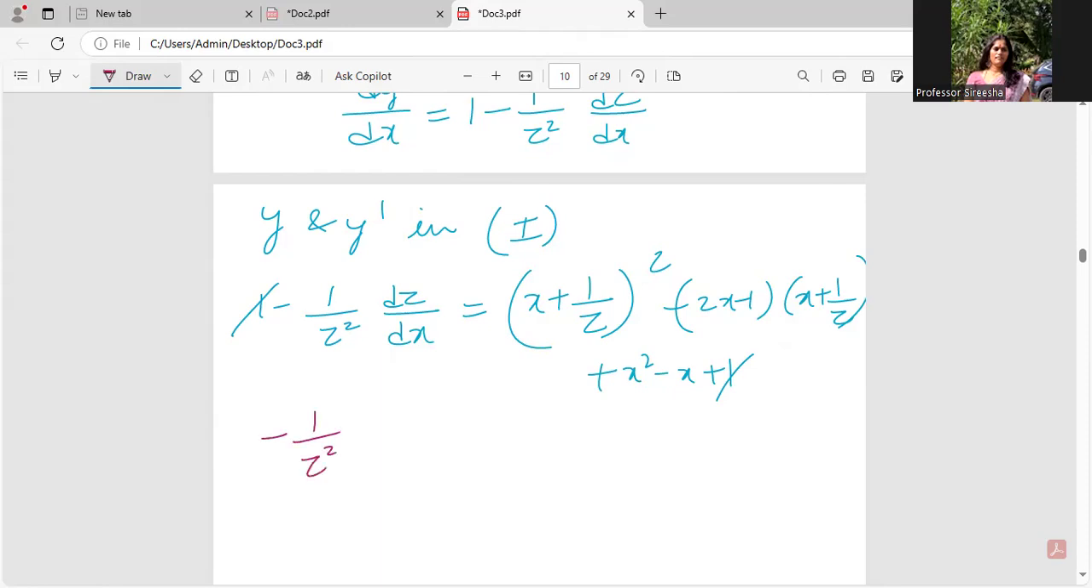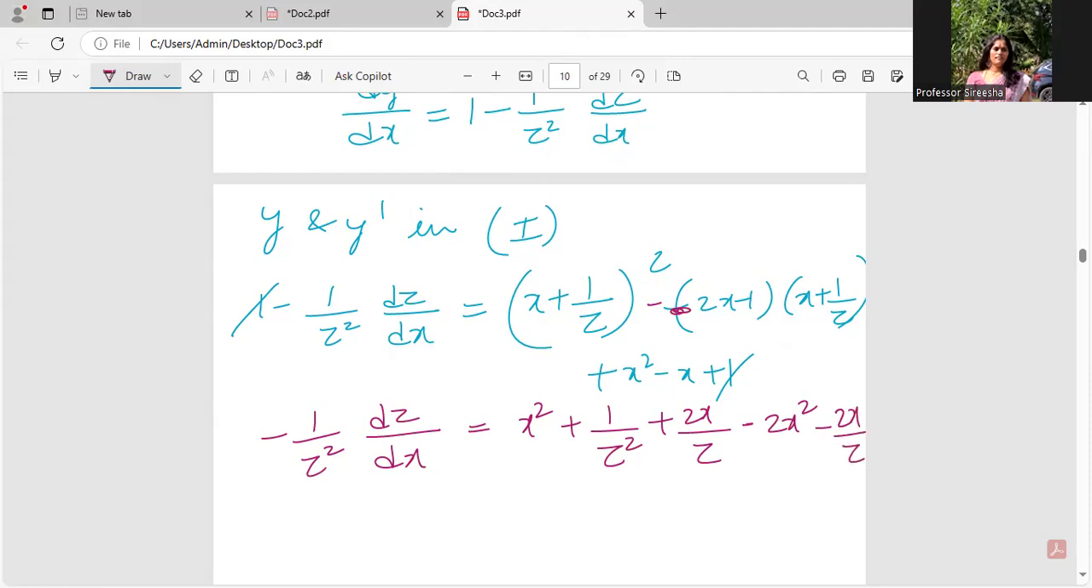Minus 1 by z squared dz by dx is what I'll have on the left. Right side, x squared plus 1 by z squared plus 2x by z. And then I'll be multiplying these two things. Minus 2x into x would be minus 2x squared minus 2x by z. Now I'll be multiplying with minus 1. So minus x minus 1 by z.